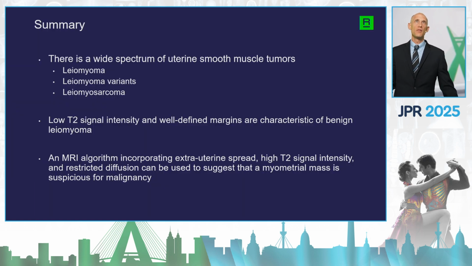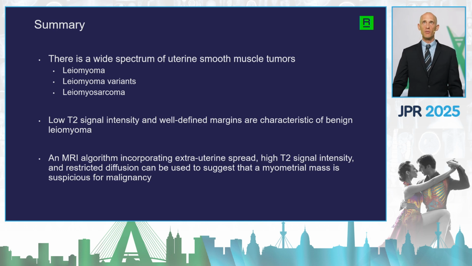So in summary, there's a wide spectrum of uterine smooth muscle tumors. These include our leiomyoma, our many variants, and the leiomyosarcoma. Remember, low T2 signal intensity and well-defined margins are characteristic of benign leiomyomas. You can use this MR algorithm that incorporates extrauterine spread, high T2 signal intensity, and restricted diffusion to help you suggest that a myometrial mass is suspicious for malignancy.